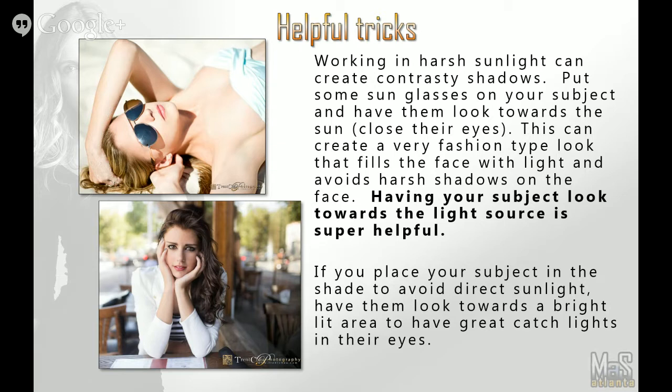So one of the first steps I say is look towards the light. So having your subject look towards the light source is super helpful. So remember that. With sunglasses on, they can close their eyes. The sunglasses will prevent you from seeing their eyes. You can give them a 3 count. Hey, open your eyes on the count of 3. They can look up, and you can get a shot there.